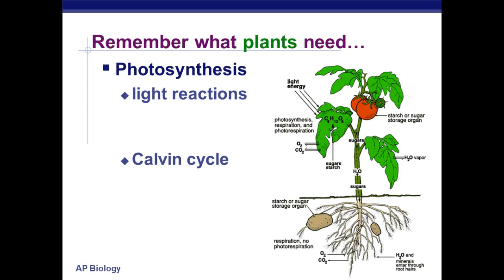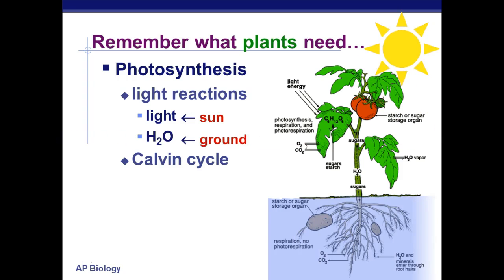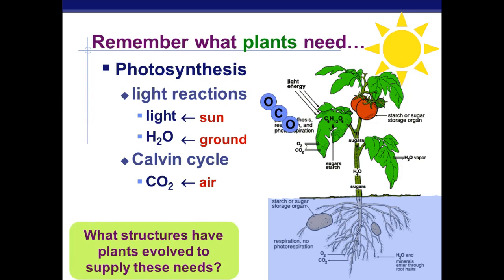Let's start by just reminding ourselves quickly about what plants need to successfully do photosynthesis. The light-dependent reactions, of course, need sunlight from the sun, and they need water, which they take in through their roots from the soil. The Calvin cycle, the light-independent reactions, need carbon dioxide, which comes from the air.